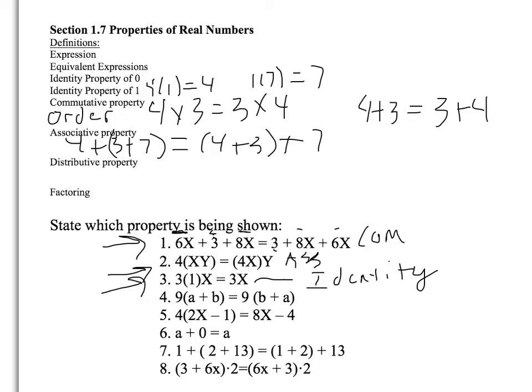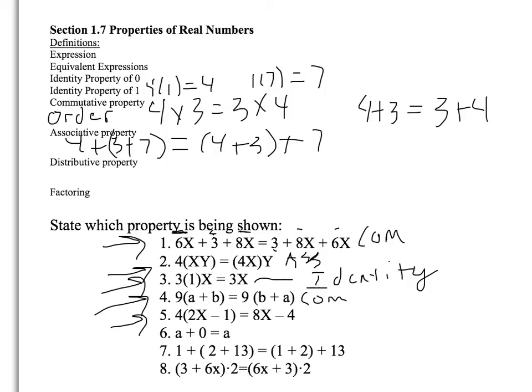Okay. Now we look at number 4. On the left side we have 9, and then in parentheses we have a plus b. On the right side, in parentheses, we have 9, parentheses, ba. So did the order of things change? Well, yeah, the a and b have swapped places. So this is commutativity again. C-O-M. Commutativity.